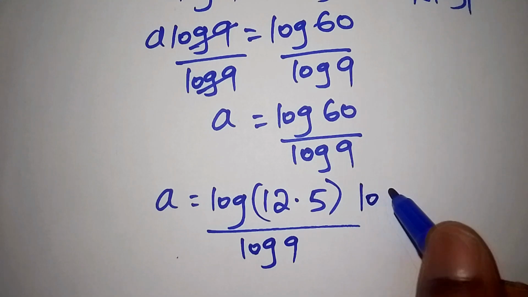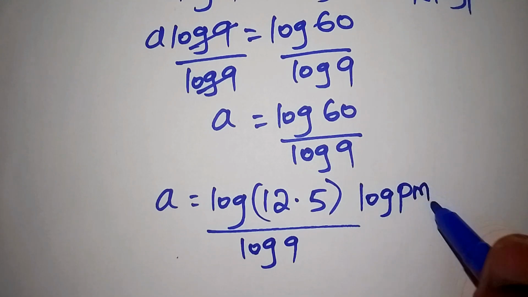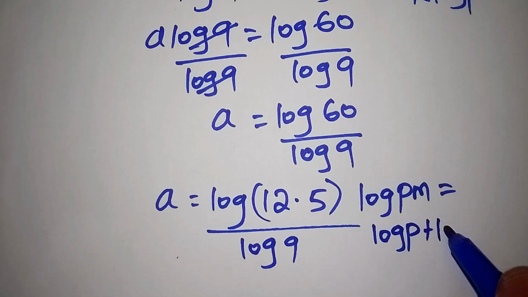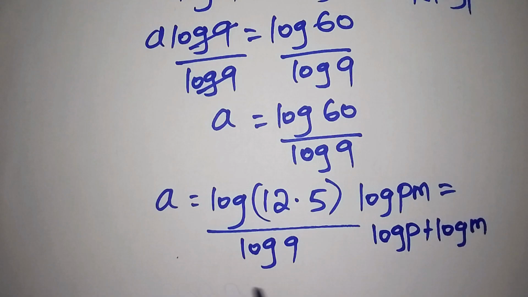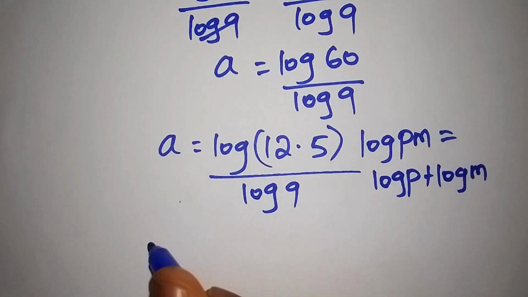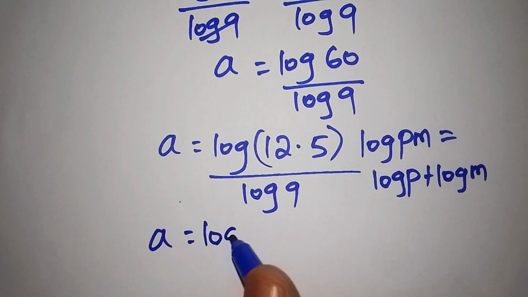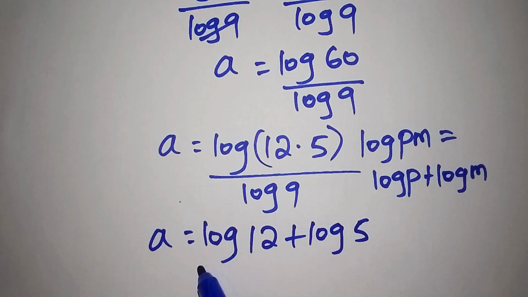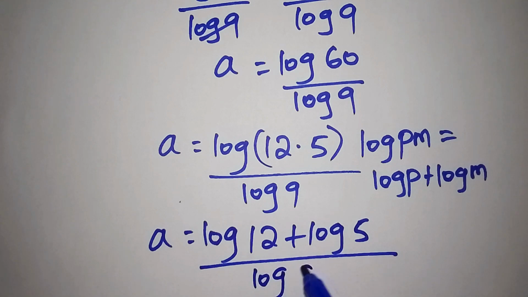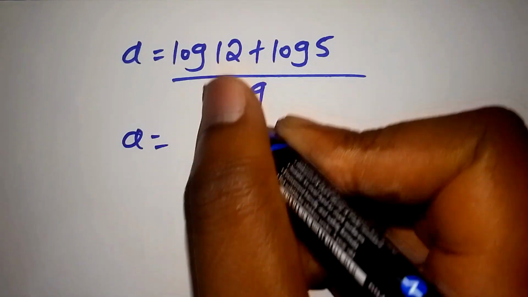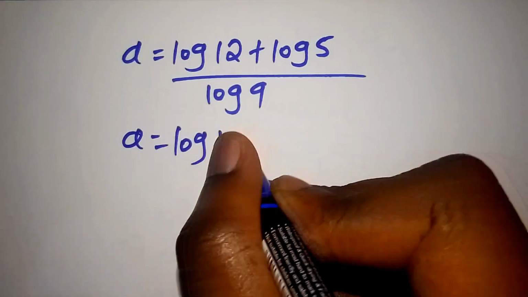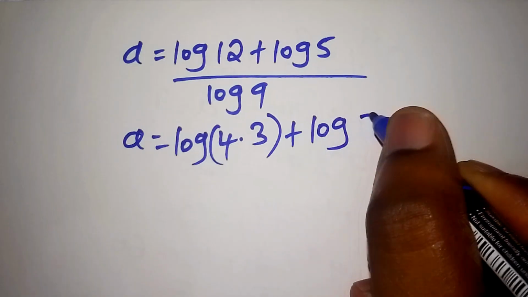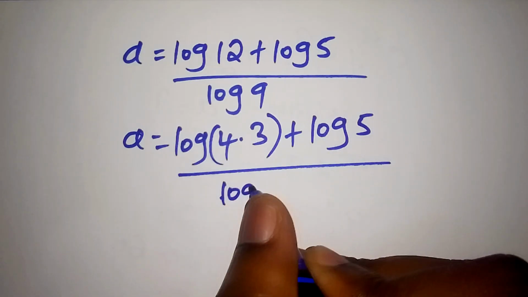When, for example, we have the log of p multiplied by m, this can also be written as the log of p plus the log of m. So in this case, we can write a as equal to the log of 12 plus the log of 5 all over the log of 9. Now log 12 can be written as the log of 4 multiplied by 3, plus the log of 5, all of this over the log of 9.